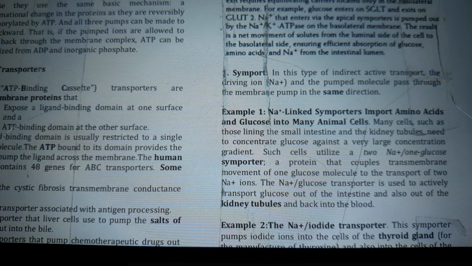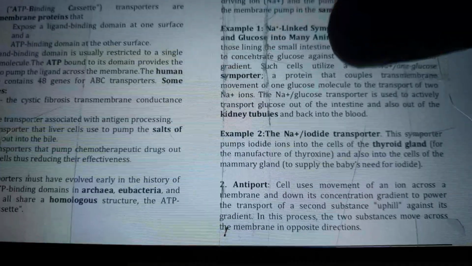Sodium ions that enter via the apical transporters are pumped out by the sodium-potassium ATPase on the basolateral membranes. The result is a net movement of solutes from the luminal side of the cell to the basolateral side, ensuring the effective absorption of glucose, amino acids, and sodium from the intestinal lumen.